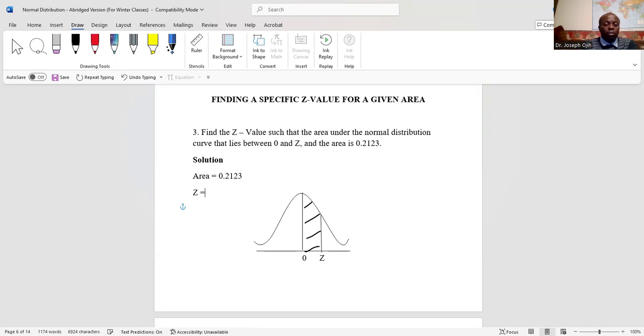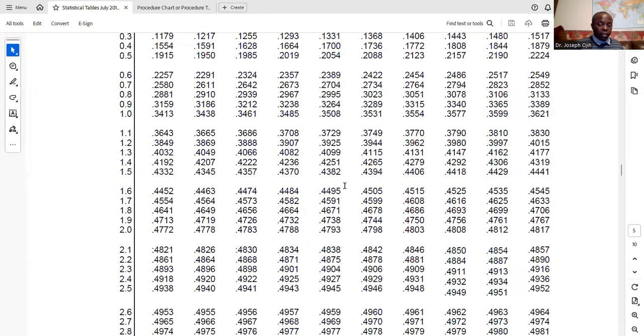So z equals, you go to the table and look for this. This time around, we're looking inside the table, not at the edges. So let me write this one down: z for 0.2123 will be equal to. So I'll take it to the table now. This is the normal distribution table. We look inside here for 0.2123.